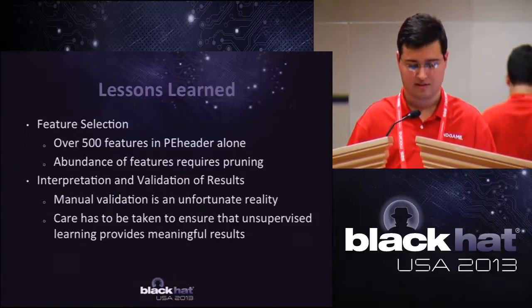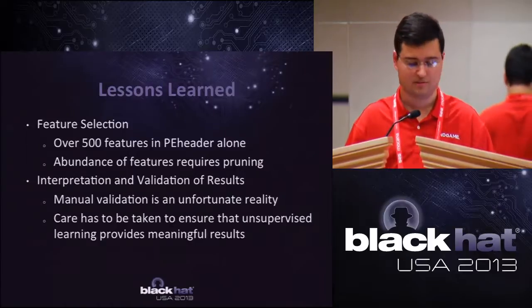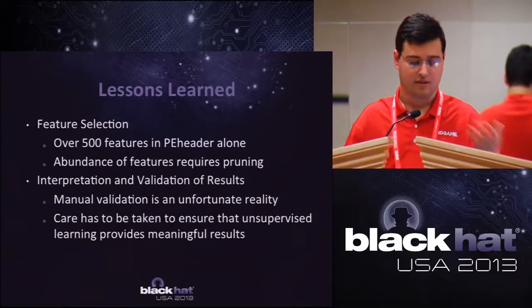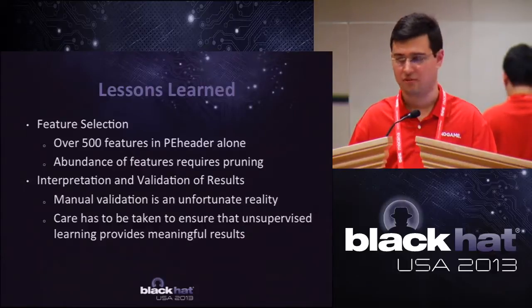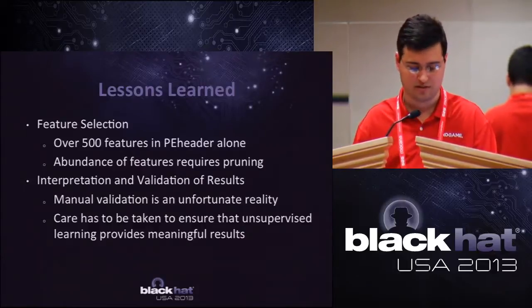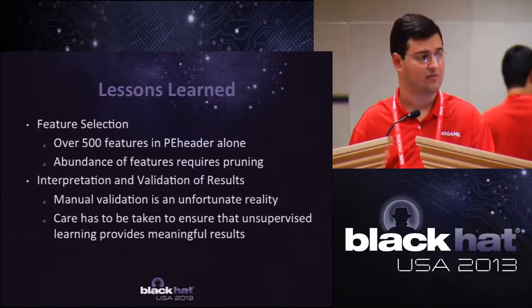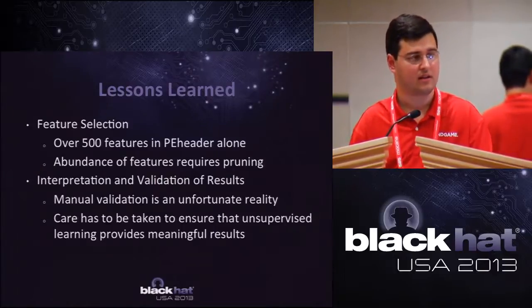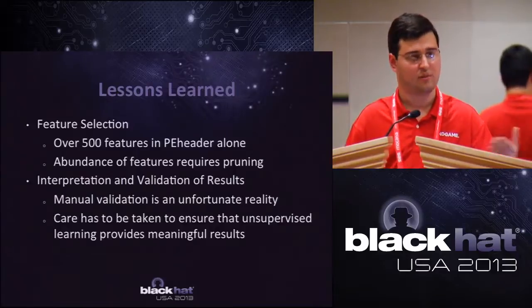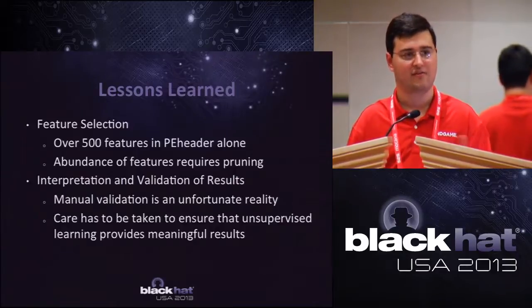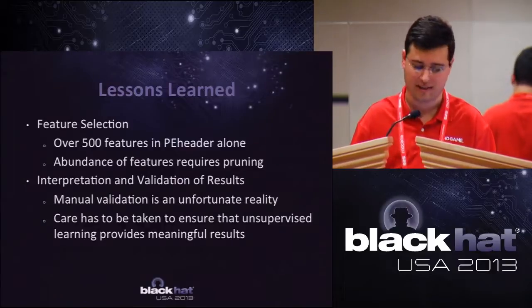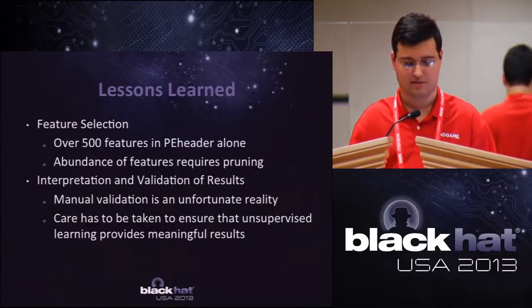So, a few lessons learned from developing these models. Feature selection, as I said, is definitely a rabbit hole. We found way over 500 features in the PE header alone. We're developing more constantly, and with this embarrassment of malware data, we're slowly winnowing it down and focusing solely on the high value, high gain information that we have. The abundance of features definitely requires pruning.